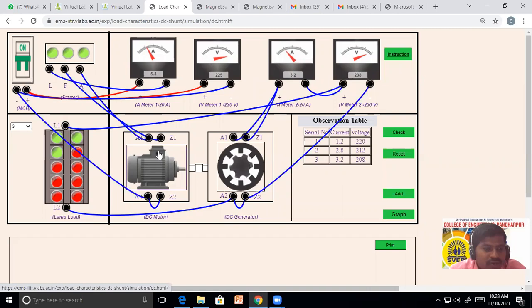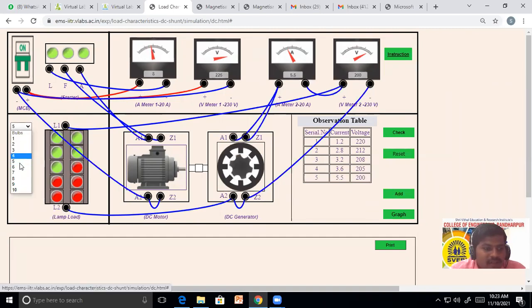3.2 into 220. Again, if I add another bulb, that is bulb number 4, load increased, it will take a current of 3.6 and 205 volt voltage. So just add this value. Now increase the load. Again, check the reading. That is 5.5 ampere and 200 volt voltage. So just add this value.